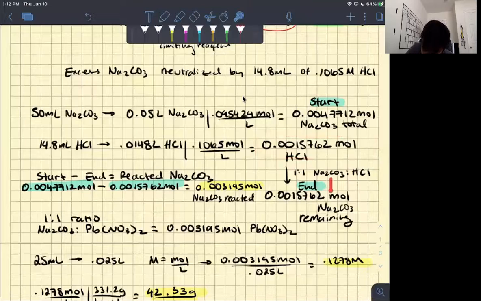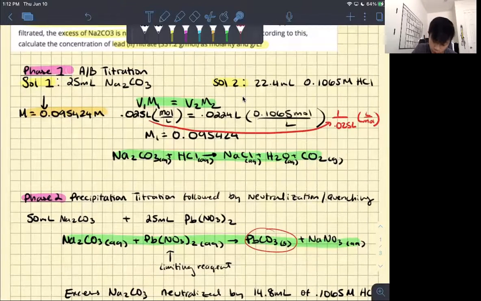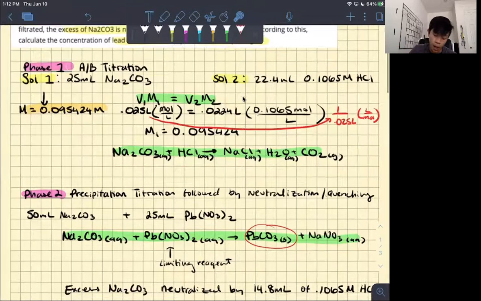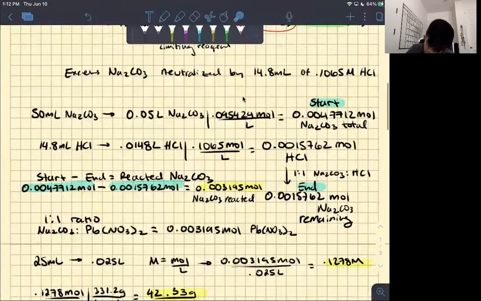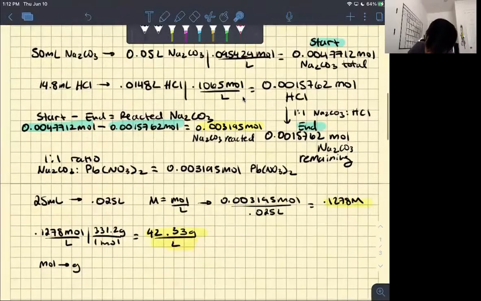So because Na2CO3 and HCl have a 1-to-1 ratio, which we established in this equation right here, notice the coefficients are 1 to 1. Sometimes it could be 1 to 2, or maybe 3 to 2, depending on what the equation is and how you balance it. It could be different, but again, they were nice to us and they gave us a 1-to-1 ratio. So because it's a 1-to-1 ratio of Na2CO3 to HCl, this numerical value of HCl is going to be the same numerical value of Na2CO3. So that's why it's important to balance the equations properly.